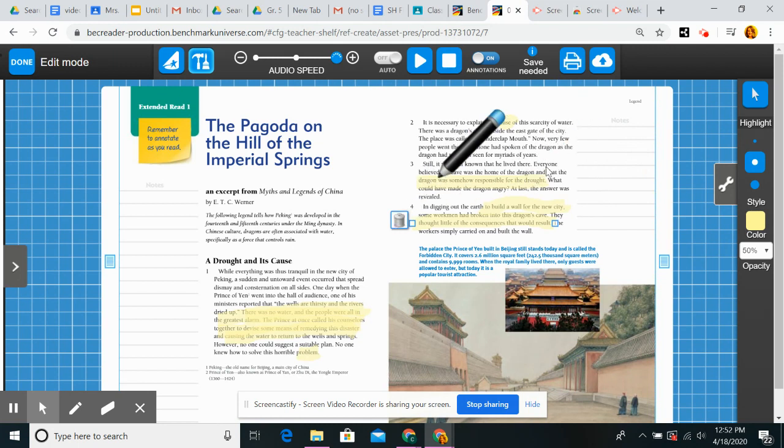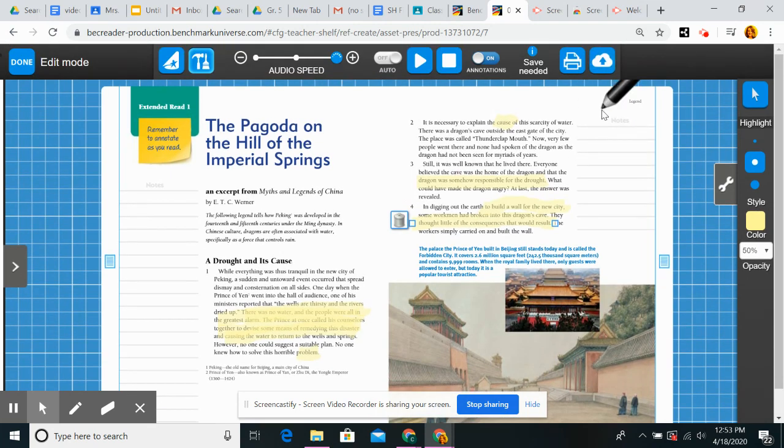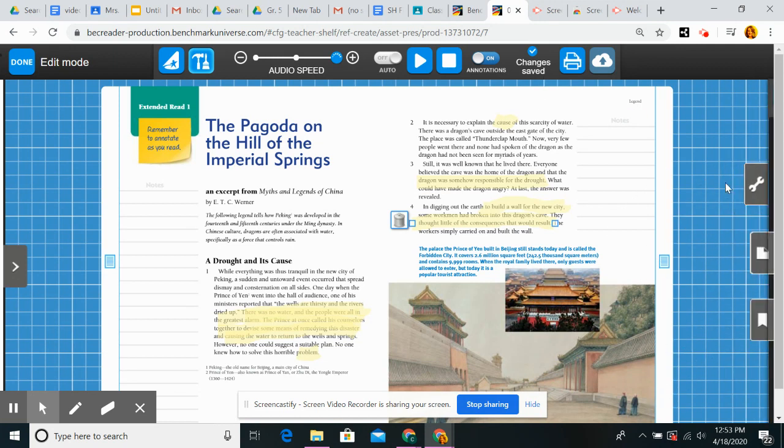Okay, so say I'm done highlighting important key details in the text and I am ready to move on to the next page. You have to be sure that you hit this button up here at the top that has the little cloud and the arrow on it. If you hover over it, it says save current. You need to make sure that you click that and that you see this icon pop up that says changes saved. Okay, now that I've done that, I can put the toolbar away and now I can change to the next page.